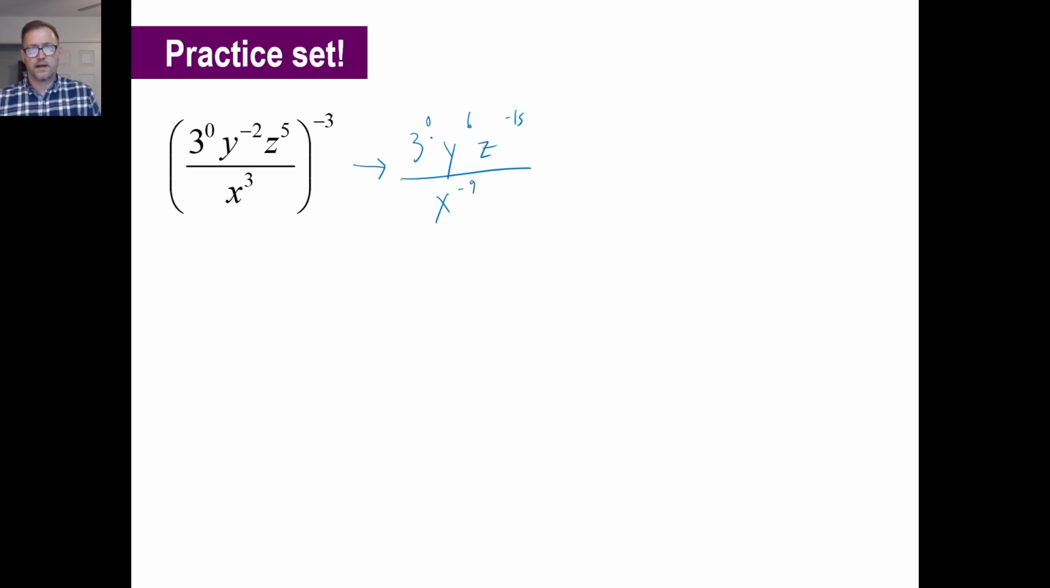Now, of course, I recognize right away 3 to the 0 is just 1. No point in writing that. And you can leave it. This is good, unless they give you other instructions to do with those exponents. Okay, pause it and try B.